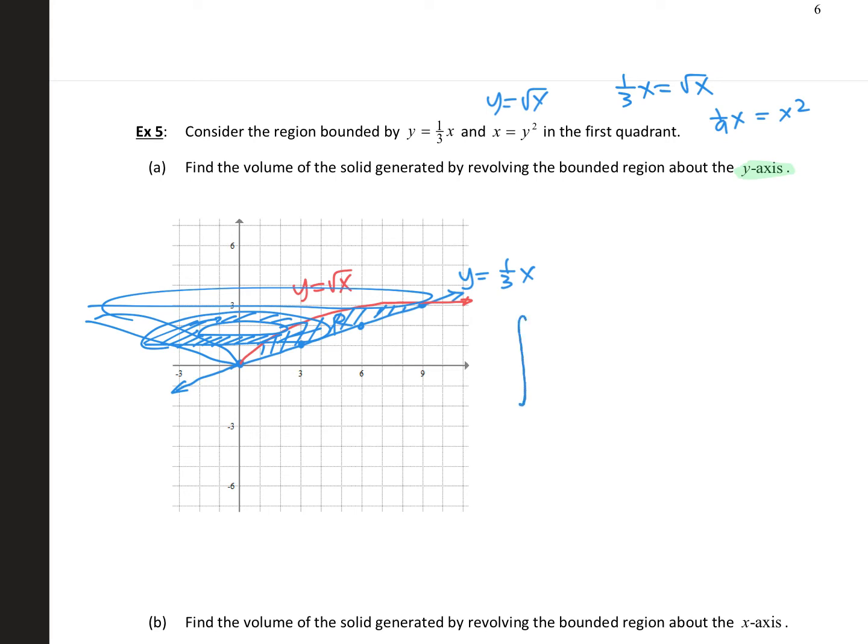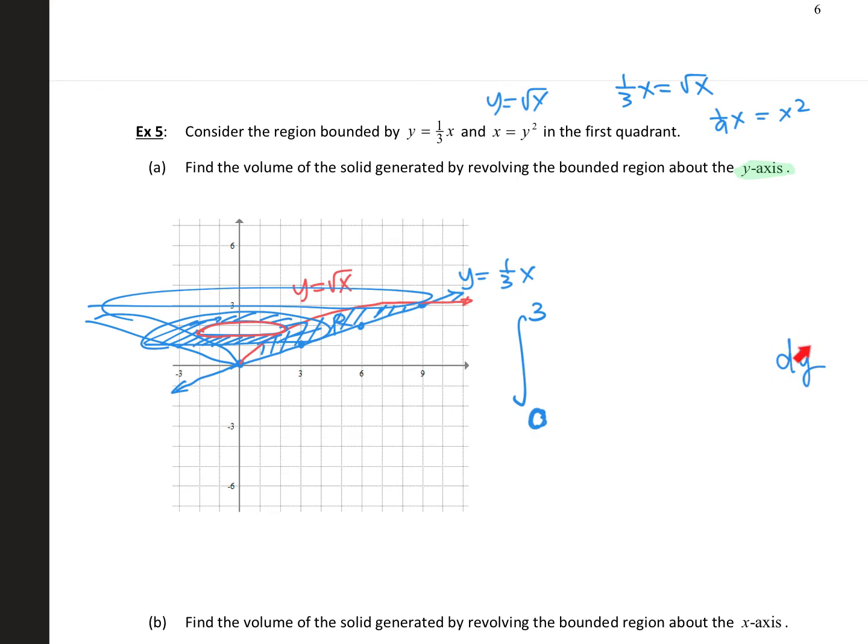So I'll do something dy. Again, y starts from 0. The highest point of y is 3, so I can do that part. 0 here, and then 3 here. So when I see this washer, the outside circle is determined by a straight line. The inside circle, maybe I should have used red, is determined by this function. So the outside function is determined by the straight line, which is that.